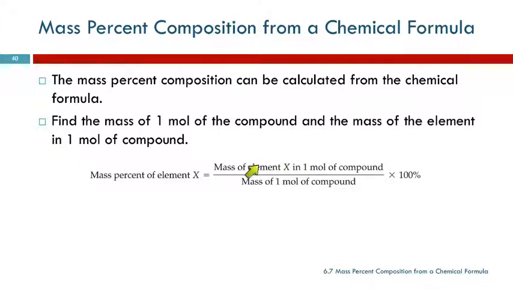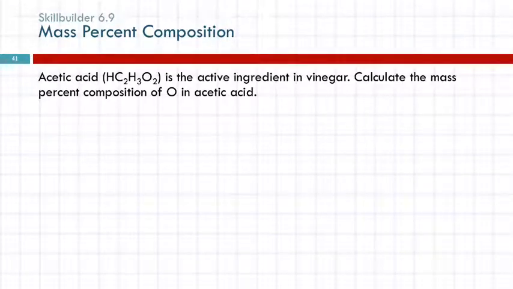So we're going to say, well, how much of element X is in 1 mole of the compound, and how much does 1 mole of the compound weigh? We plug it into the formula, and we get the answer. So acetic acid is the active ingredient in vinegar, so it gives it that distinctive smell. Calculate the mass percent composition of oxygen in acetic acid.